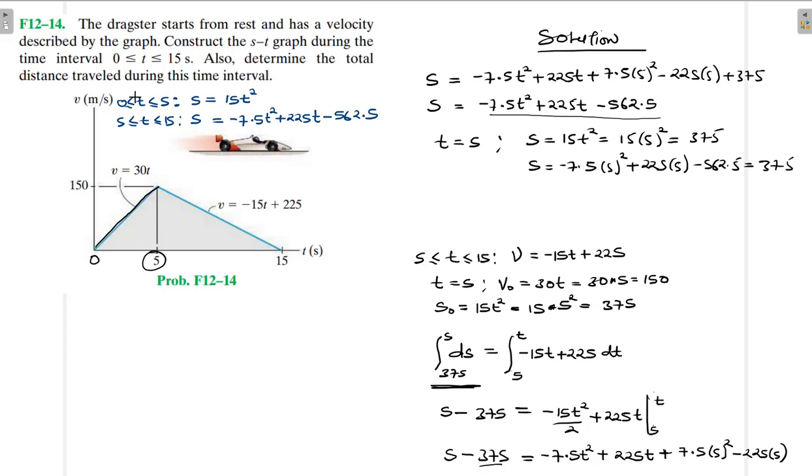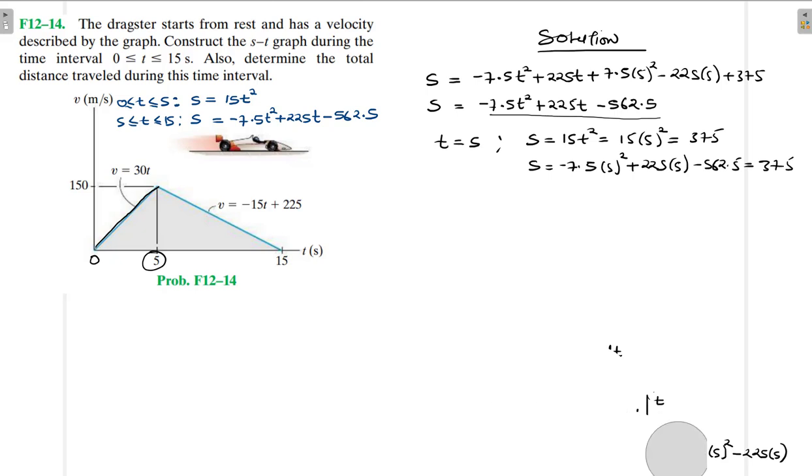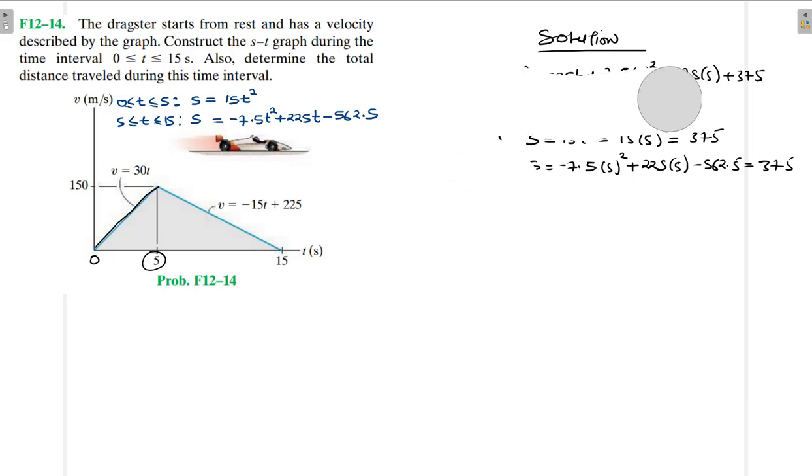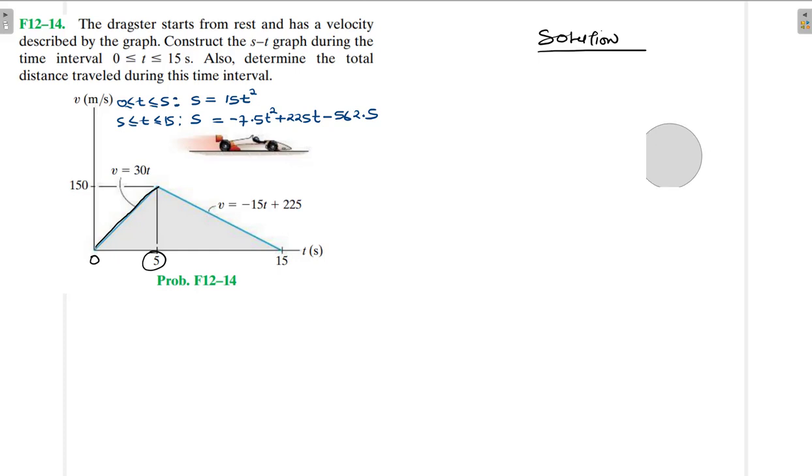All right. So with this information, I guess we can move on. We can begin the plotting, right? We are only plotting, also determining the total distance traveled. Okay, we are also determining the distance traveled, right? Okay, it's fine. So we know that.